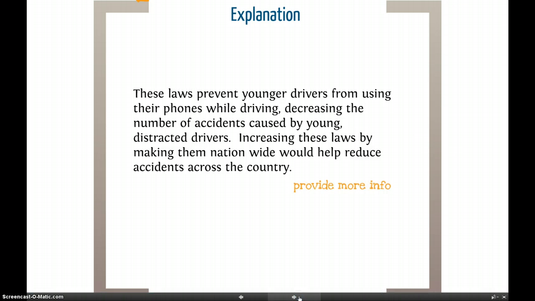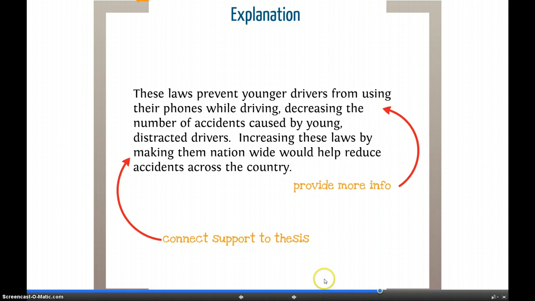So what I did here is I provided more information about the support we were talking about. So we mentioned graduated laws, and I kind of explained what that was. And then I connected the support I gave, that information, to the thesis. So not only did I talk about what the graduated laws were, but I connected the idea by showing that increasing those laws helps stop the accidents and stop texting and driving. So let's add this.